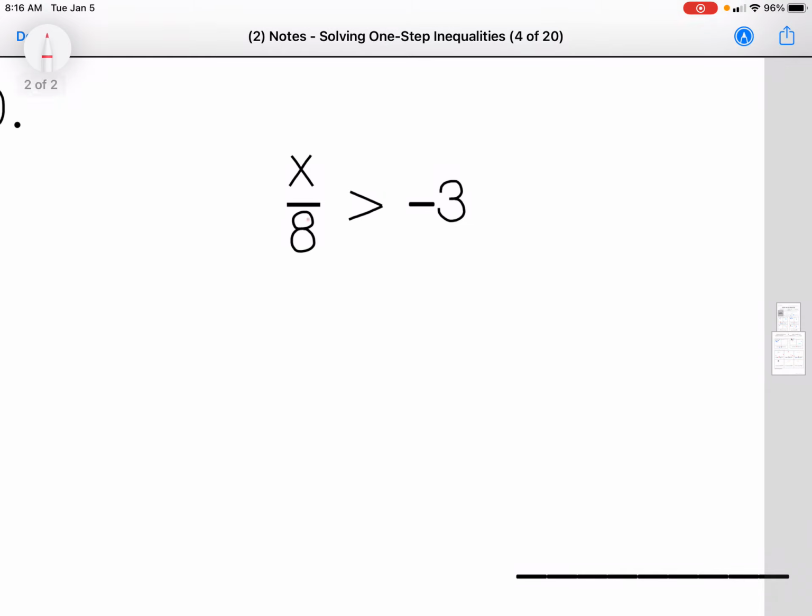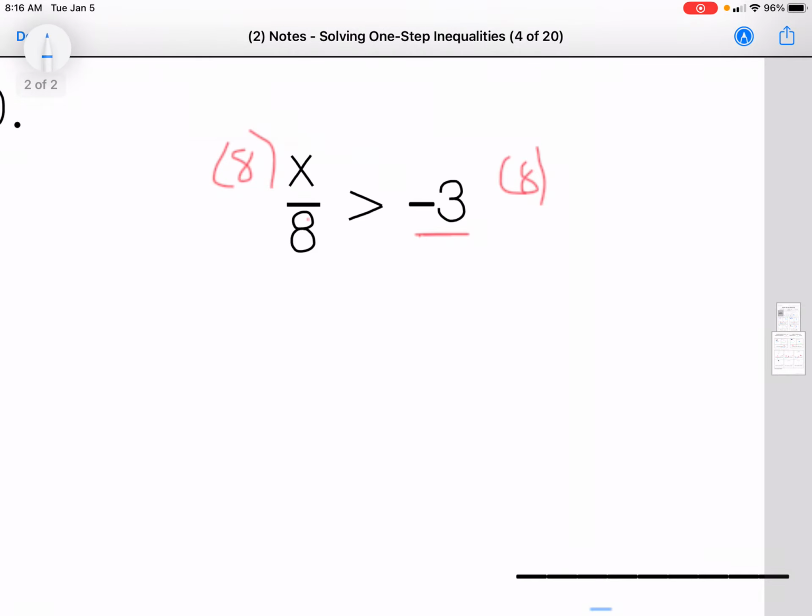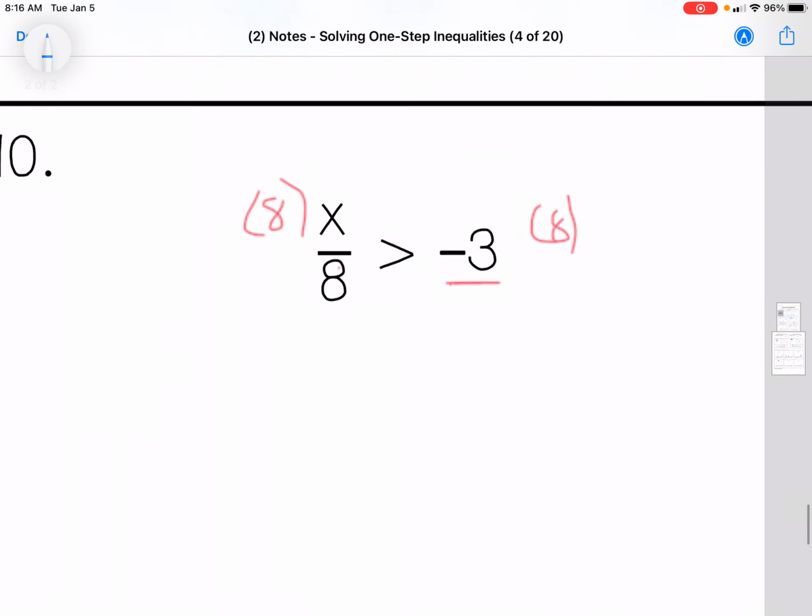What do we need to do? That's X divided by 8. So what's the opposite of divided by 8? Now, notice I did not alert. There's no need to. We did not multiply or divide across both sides by a negative. Okay? Just because that -3 is already negative doesn't mean anything. Who cares? Okay? All right. So 8. Oops. All right. Left with X is greater than -24.